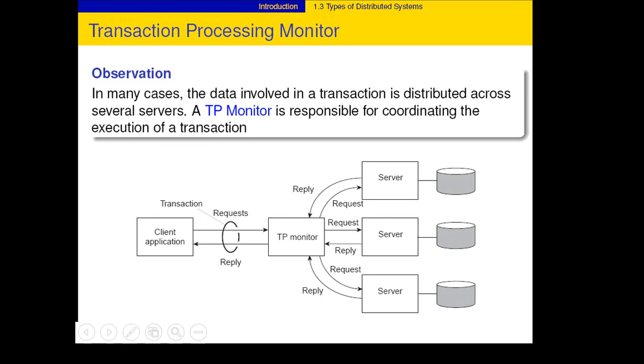The client application sends the request to the TP monitor. The TP monitor is responsible for finding the appropriate server on which the data is stored. The TP monitor knows the location of each piece of data. The appropriate server is selected, and the client request is sent by the TP monitor to the server.